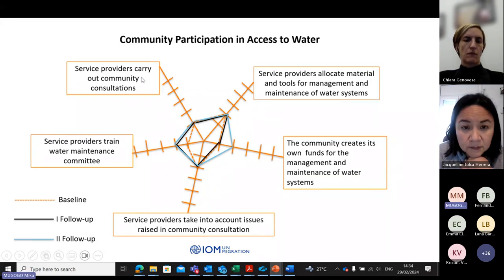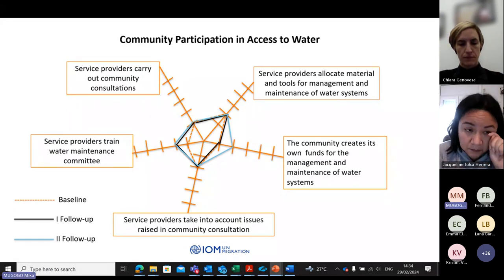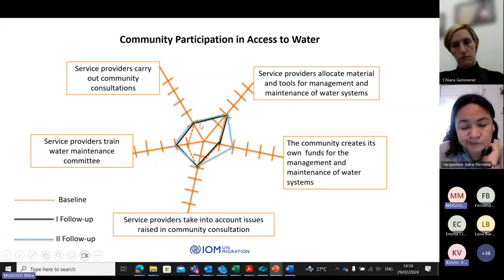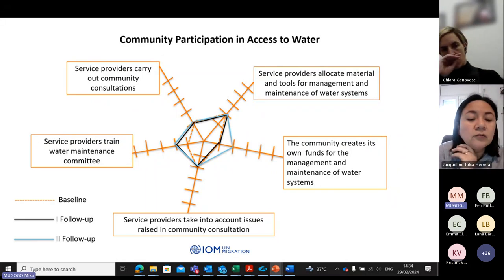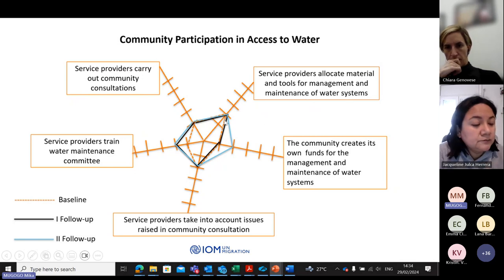So we have the issue of service providers still carrying out community consultations. The community still feels that there's not been much movement on this. Maybe they're not happy with the quality of consultations. There's also not been much movement in terms of allocation of materials and tools for management and maintenance of water systems, as you can see from here. It's still at the same level where they set the baseline.